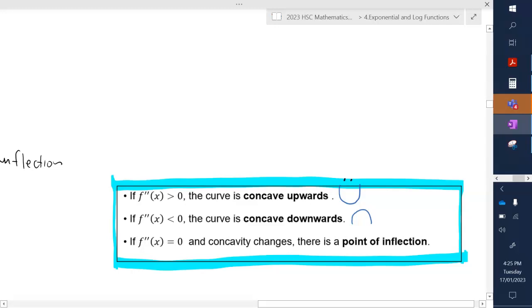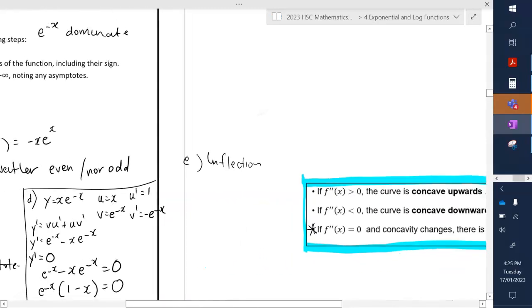When our second derivative is less than 0, it's negative, it's concave downwards. The third one, when our second derivative is 0 and there's a concavity change either side of that, then it's a point of inflection. So that's what we need to do here for this question, is look at that third one to find any points of inflection.